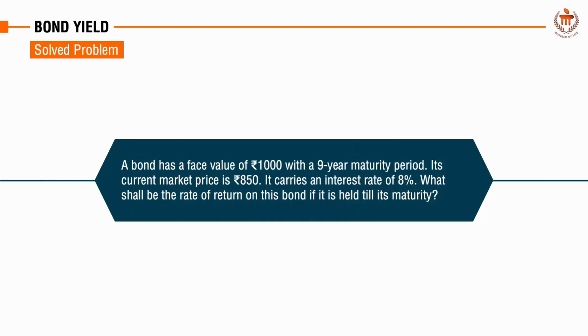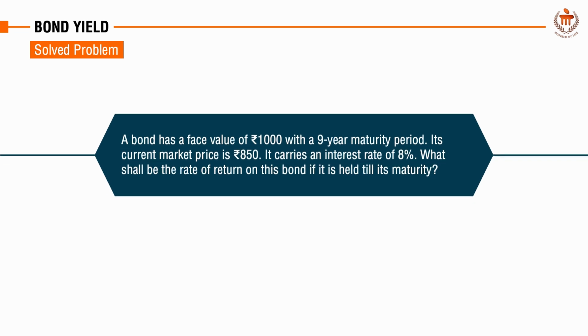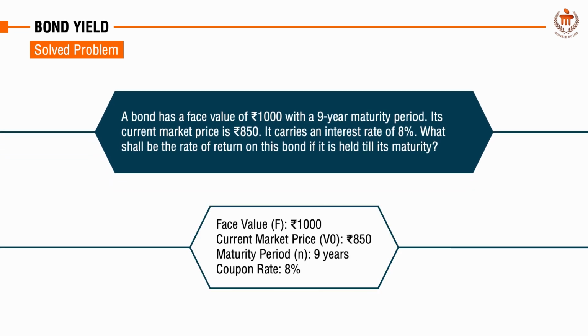For example, let's say you have a bond with the following details. Its face value is rupees 1000 and it matures in 9 years. The bond is currently trading in the market for rupees 850. It pays an annual interest at a rate of 8%. Now here's the big question. What is the rate of return you would earn if you buy this bond today and hold it until the maturity? To calculate, we will use the bond valuation method.